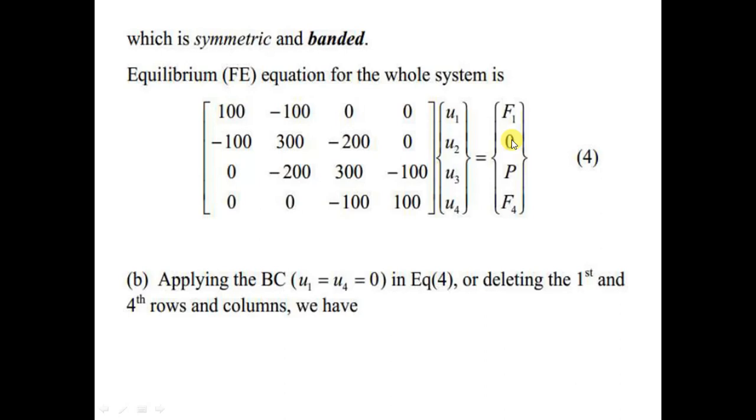Same way here, F1 is the reaction force at node 1. At node 2 there will be 0 because no load is acting on it. P is acting, already given, and F4 is the reaction force at node number 4. We will calculate those later.